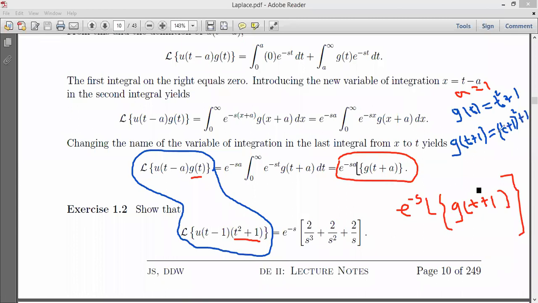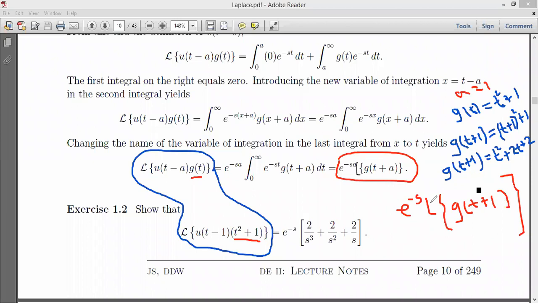If that is the case, when you expand this, what will it give you? Expanding this gives G of t plus 1, which is exactly t squared plus 2t plus 2. That is what we have.